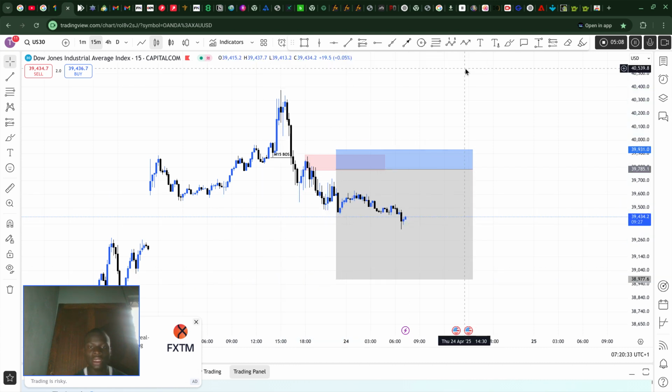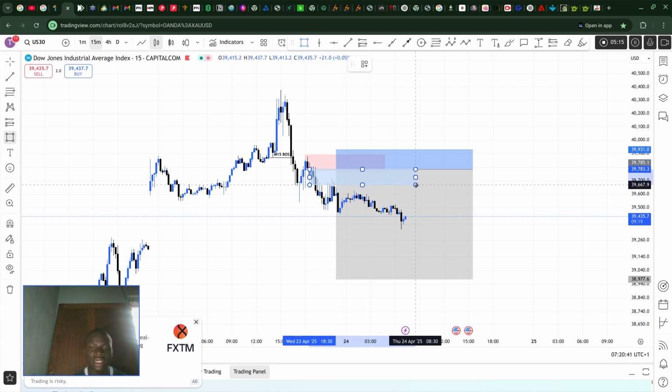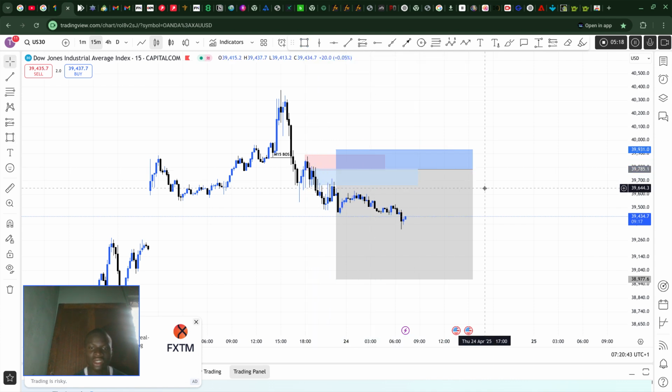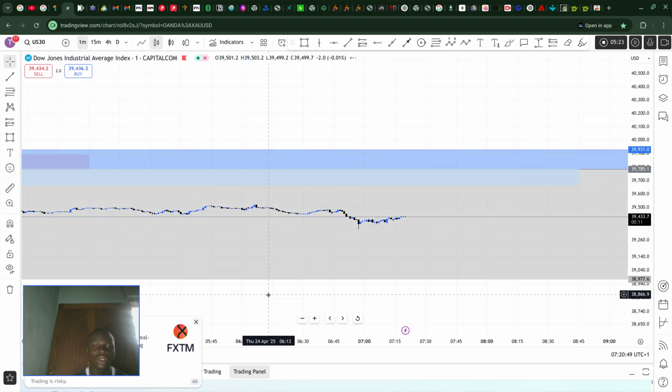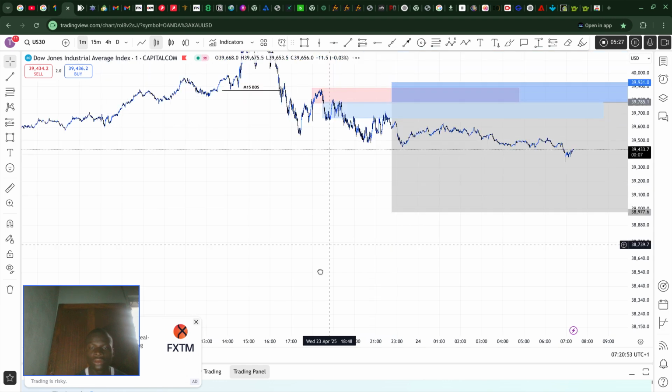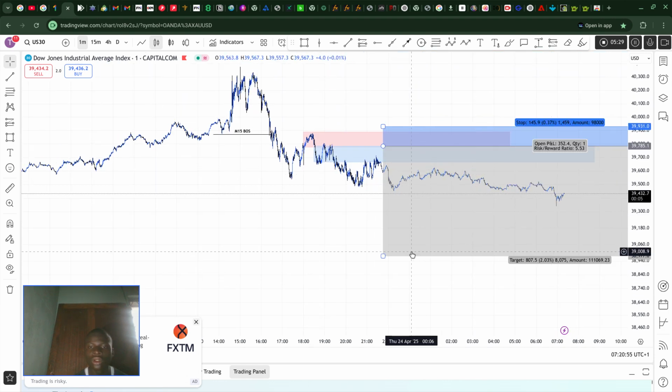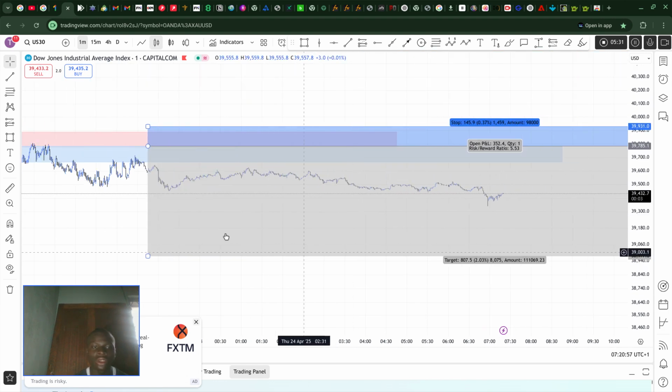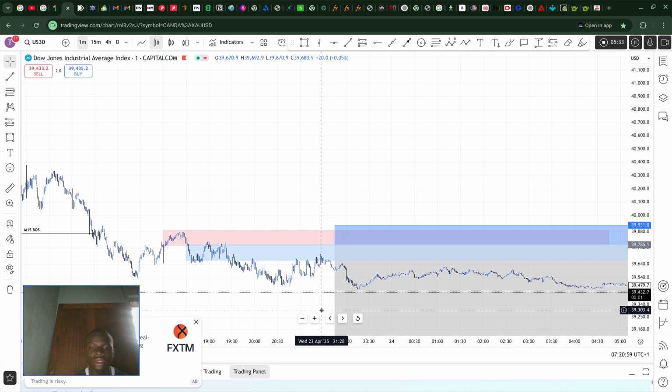Actually, it wasn't bad. I made a mistake, honestly. This one has been mitigated already, so you have to check for unmitigated supply zones and demand zones. Unmitigated, as you can see. If we check this here and go to the 1-minute time frame to align it.